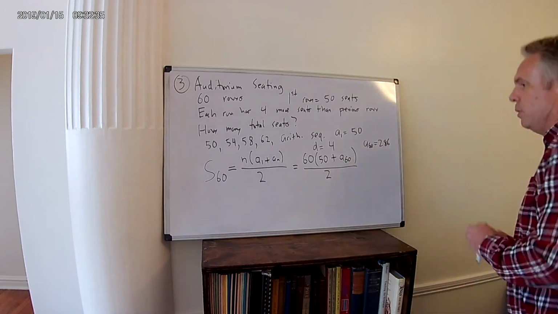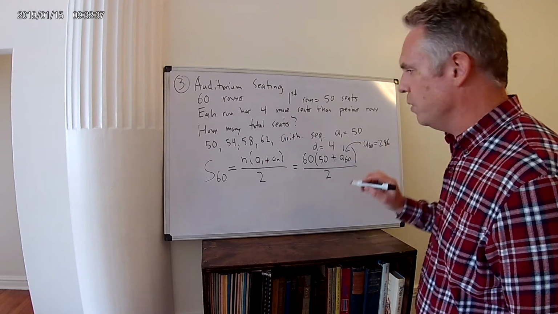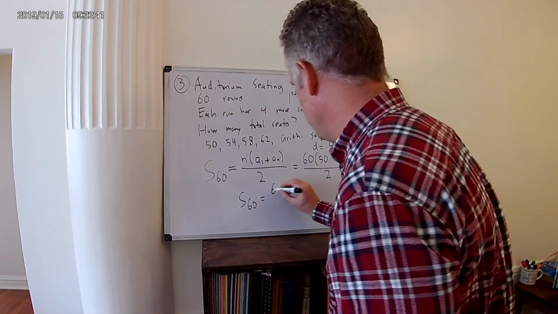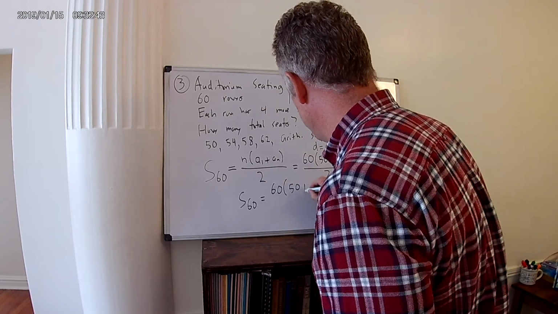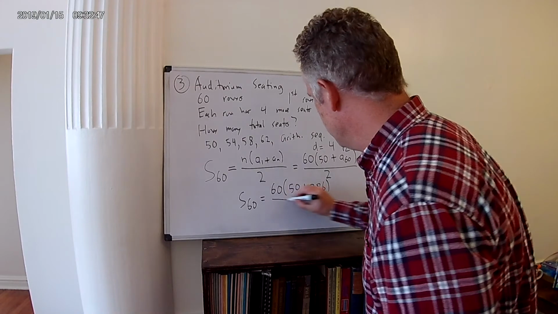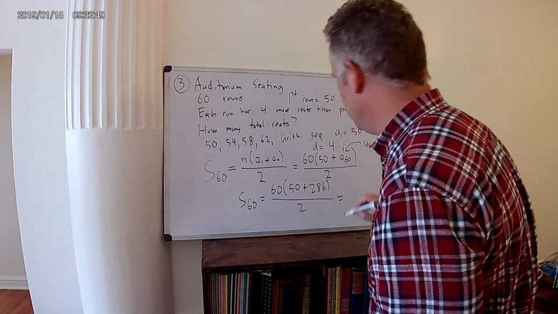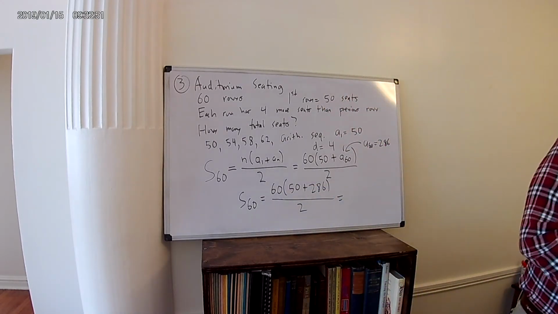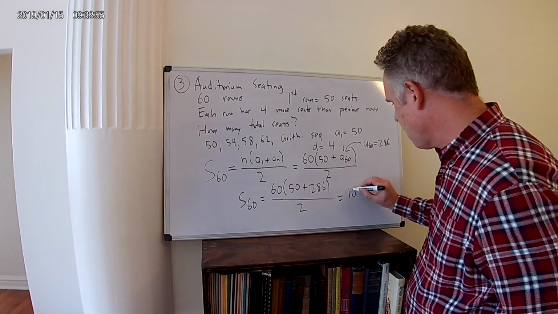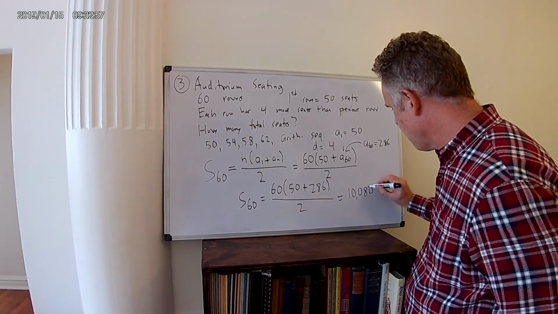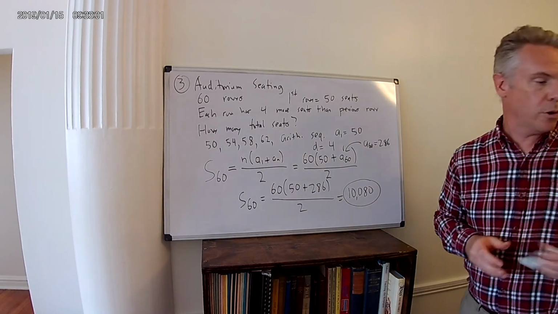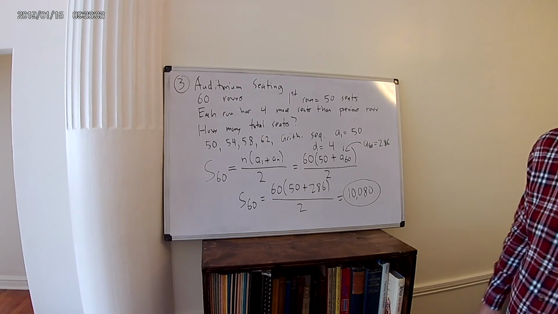Okay, and now I can plug this into my formula for the partial sum. S sub 60 equals 60 times 50 plus a sub 60, which is 286, divided by 2. I plug that in, and if you plug this into your calculator, you get 10,080. So the total seating capacity of this auditorium is 10,080 seats.